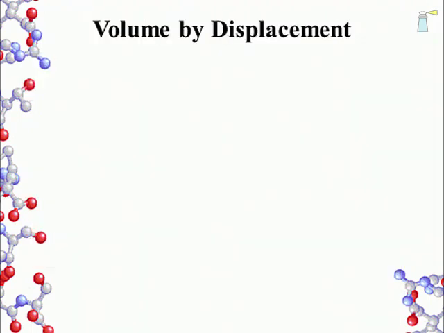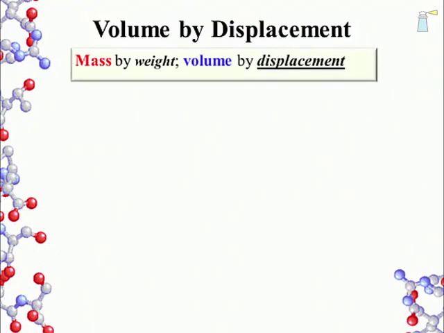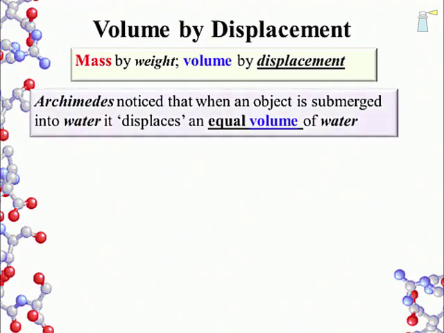What if the material or object of study doesn't have a shape with a common formula? The solution is volume by displacement. Here we look at getting density, where the mass is determined by weighing, and the volume by displacement. For displacement, we go back to Archimedes. He noticed that when an object is submerged into water, it displaces or occupies an equal volume of water.